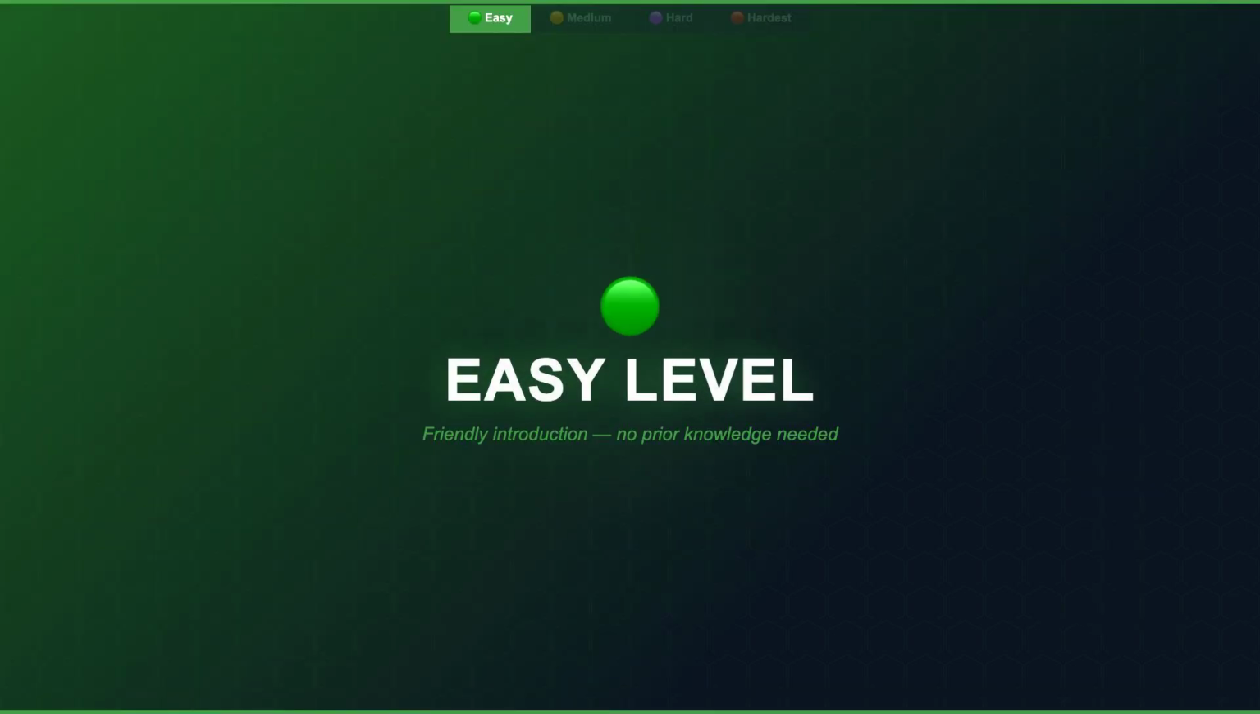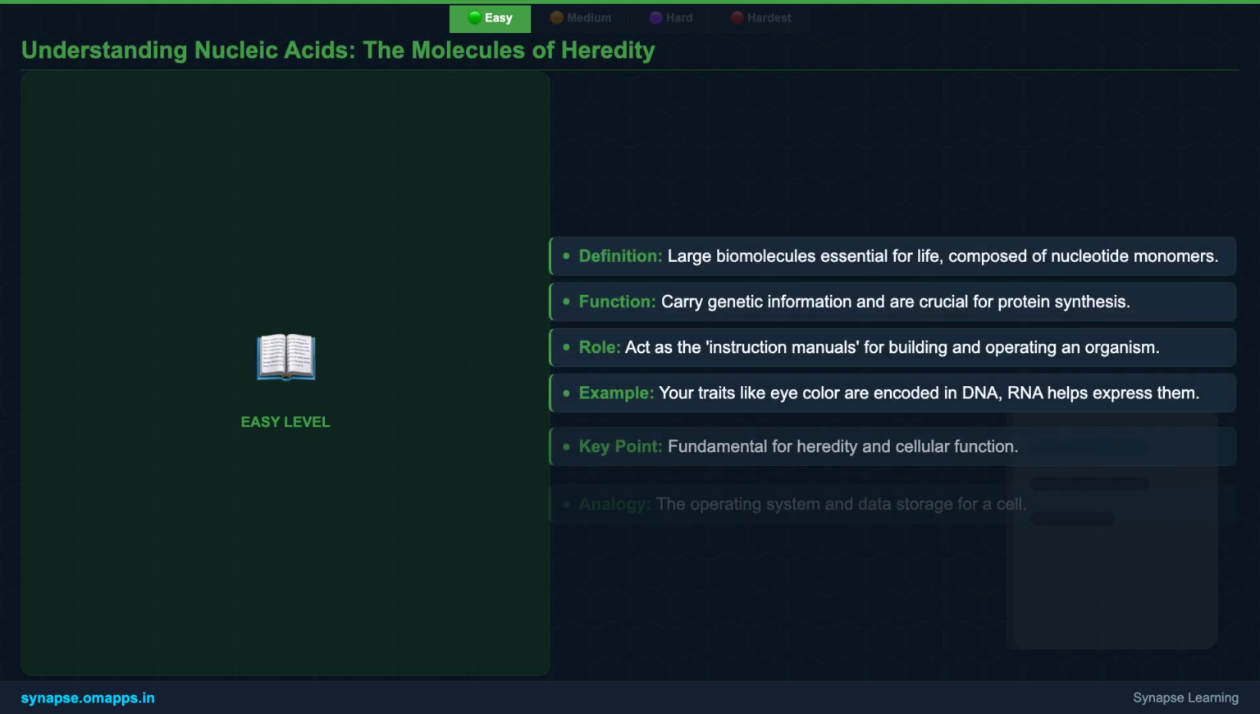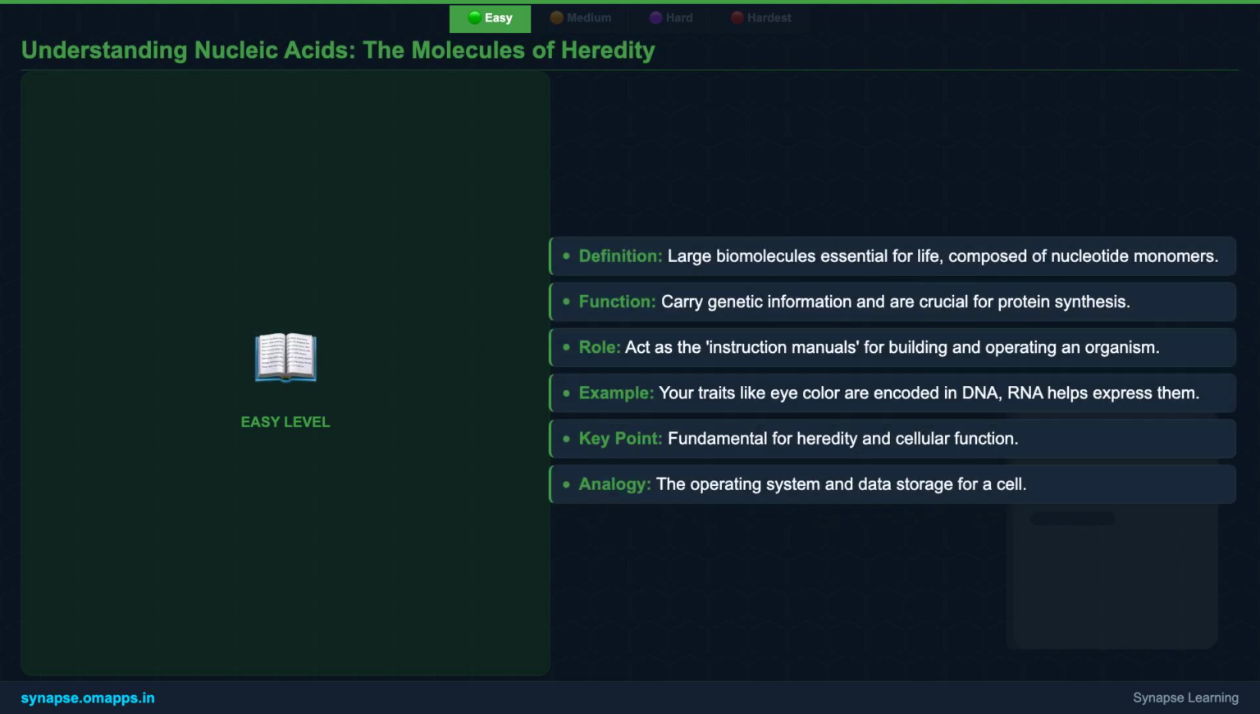Ready to start simple? Let's begin our exploration of nucleic acids by understanding their basic structure and function. It's easier than you think. So, what exactly are nucleic acids? They are fundamental biomolecules, crucial for every living organism. They act as the carriers of genetic information and are vital for protein synthesis. Think of them as the operating system and instruction manual for all life.